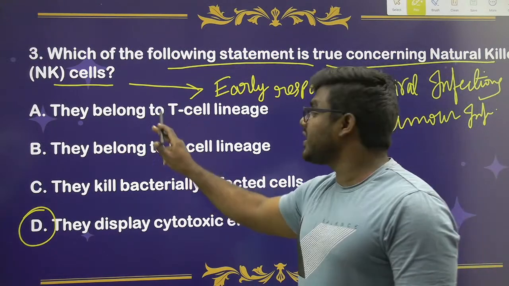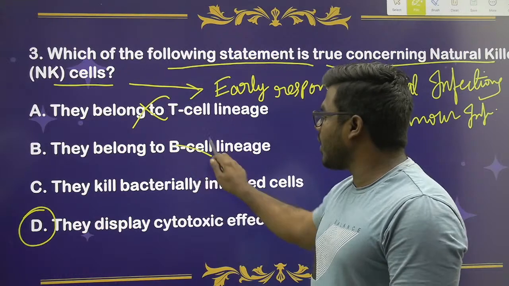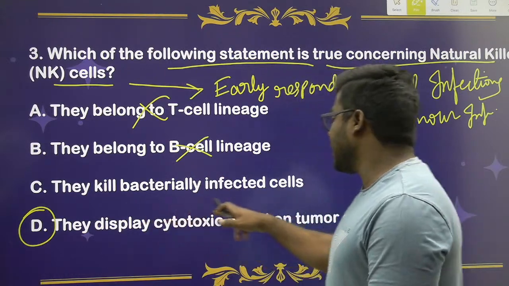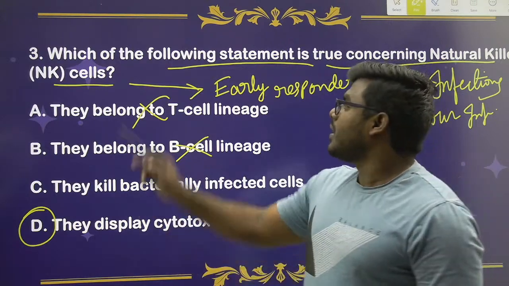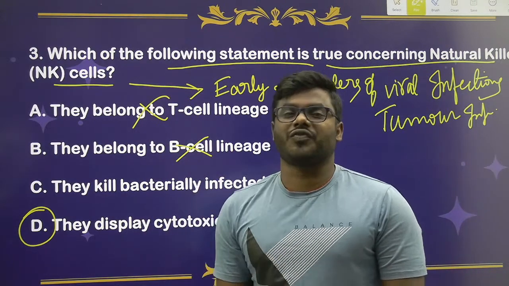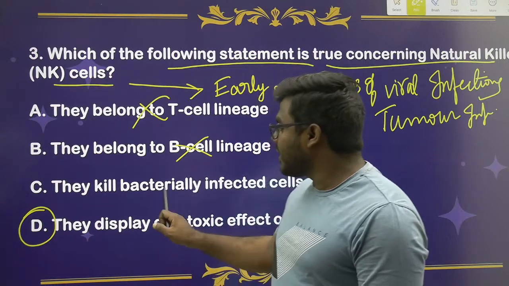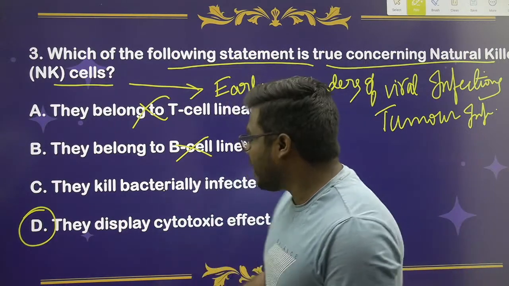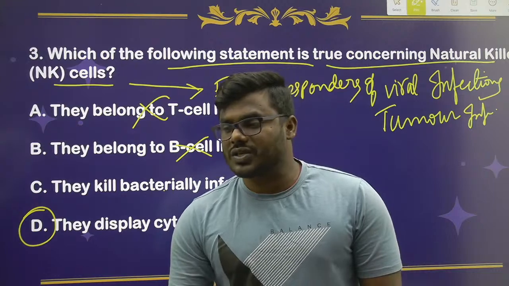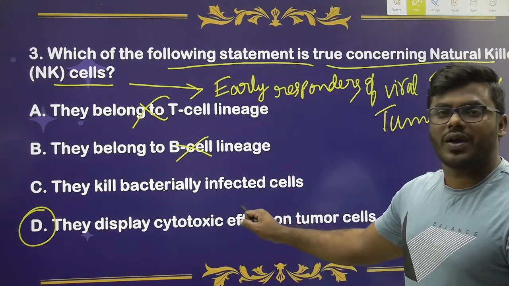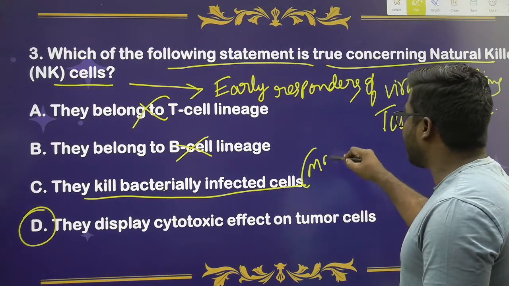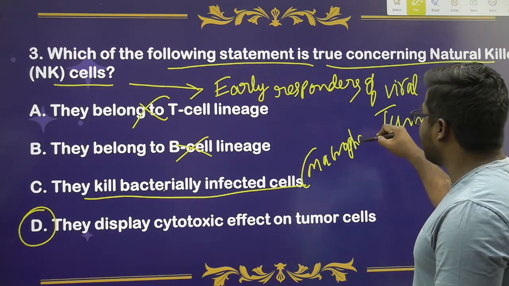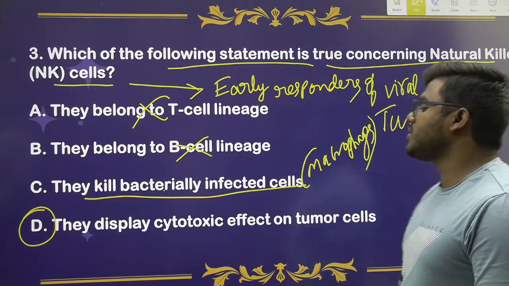They belong to the T cell lineage, not at all. They do not belong to the B cell lineage. They kill bacterially infected cells. Here some people got confused. Natural killer cells do not have any effect on killing bacterially infected cells. Suppose they ask you a straightforward question, which of the following cells are involved in killing the bacterially infected cell? Most probably macrophages, which at least will do the process of phagocytosis first.